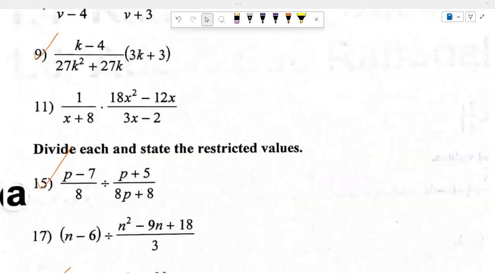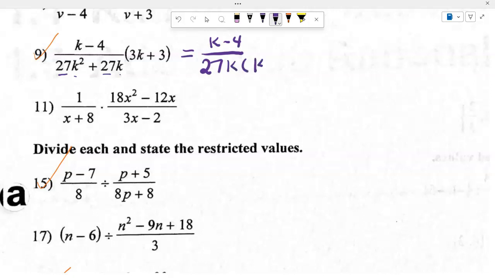So for number 9, we have a rational and then we have an expression. We're still going to go through the process of figuring out, is there anything that we can factor? Now we notice that we have k minus 4. We can't factor anything from k minus 4. Now you do notice that there's 27, there's 27. That's a common factor. And we have k and we have k. That is another common factor.